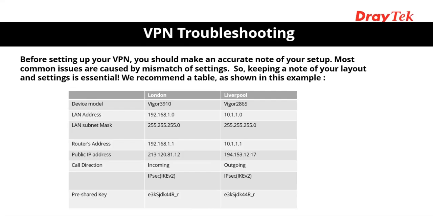Okay, so we'll move on to troubleshooting. The most common VPN problems are a result of misconfiguration. Before configuring a tunnel, we recommend outlining a table of all the common settings for the tunnel, like what is showing on the screen right now. We'll go over some of the common VPN issues you may face and give some tips on how you can resolve them in the next slides.